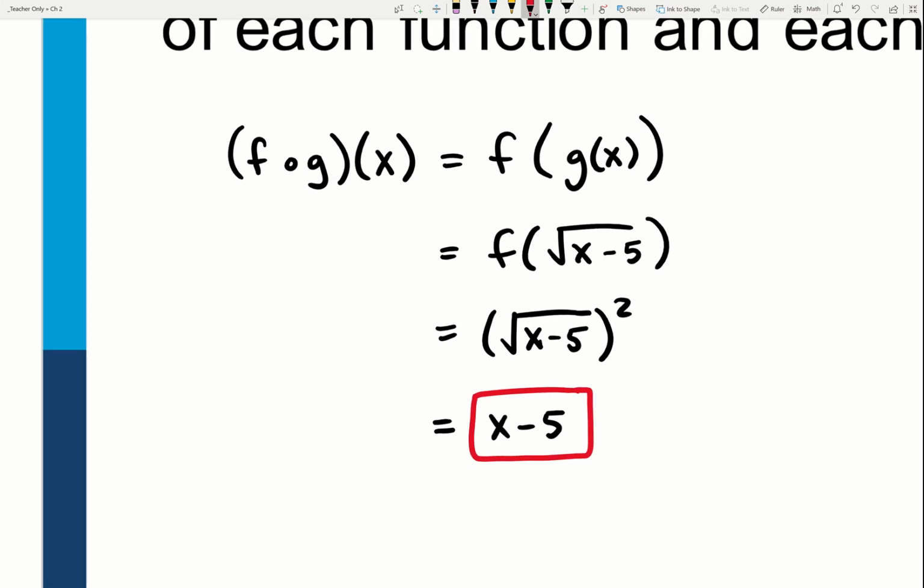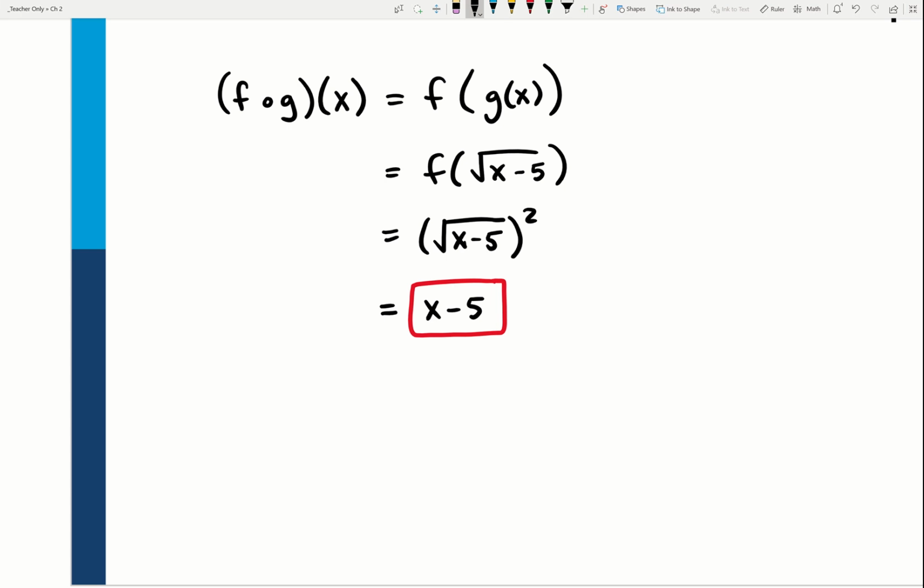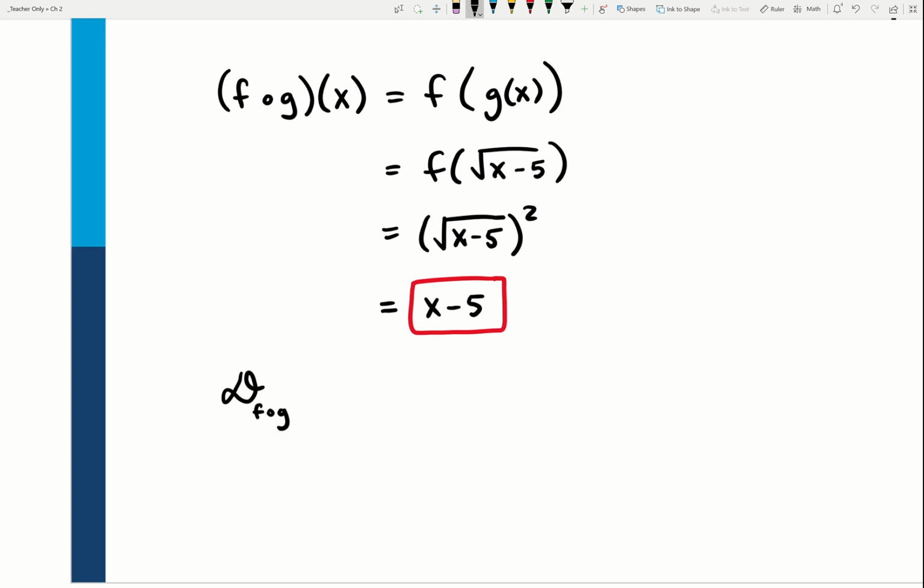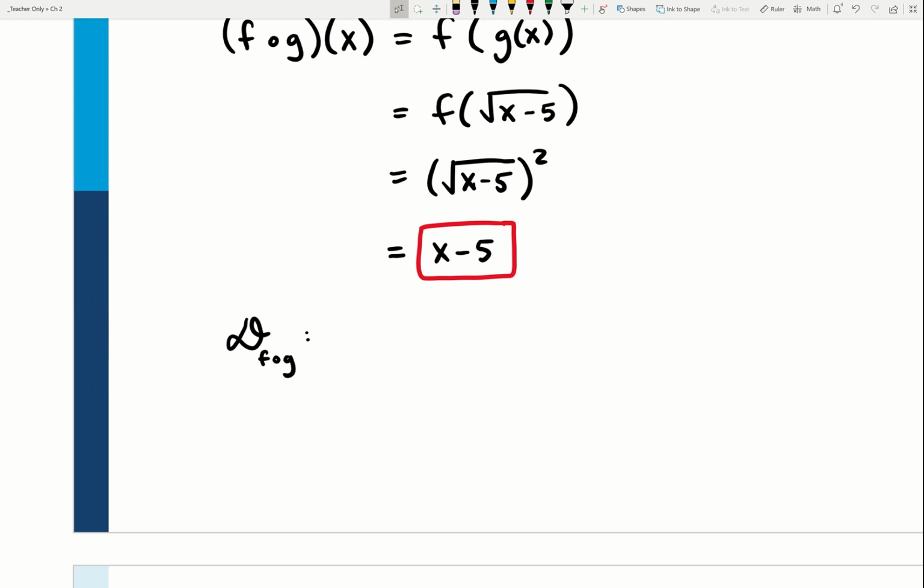Okay? Now, I want us to be careful here, because if you just look at this formula for the output, you might be led to believe that the domain of this function is simply all real numbers. But we just need to be a little bit more careful about that, because in general, it may not be that simple, okay? So let's go ahead and draw ourselves a picture of my machine.